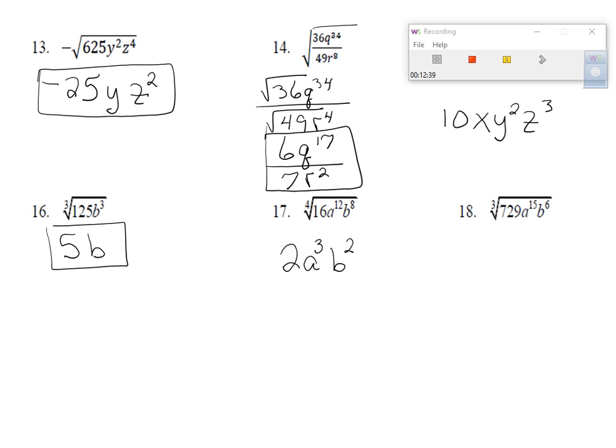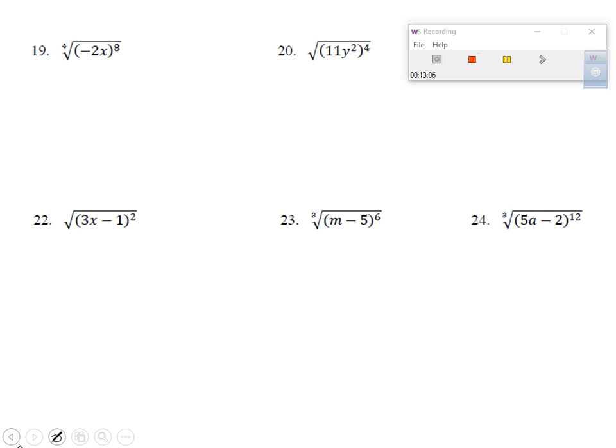Number 18, if you look on your little chart, see if under the cube roots, if we got the cube root of 729, and we do, that's 9. A to the 15 divided by 3 is 5. B to the second. Okay, so there's all it is so far. I've got a couple more, guys, before I switch gears just a little bit, but nothing you can't handle.